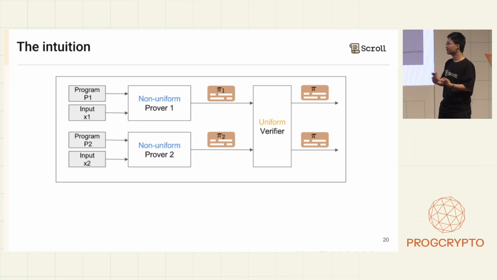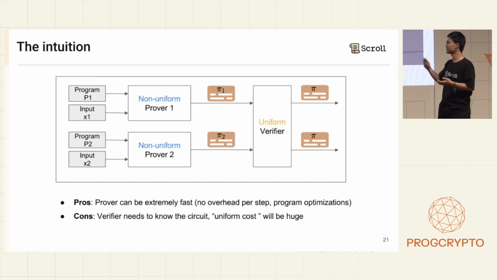So one very, very simple way to construct this solution is that you get different circuits every time on the non-uniform prover side in the first layer, and then in the second layer you just use a smaller zk virtual machine to handle different proofs. That's how you can make this become a universal proof in the end. So there are pros and cons. The pro is that the prover can be extremely fast.